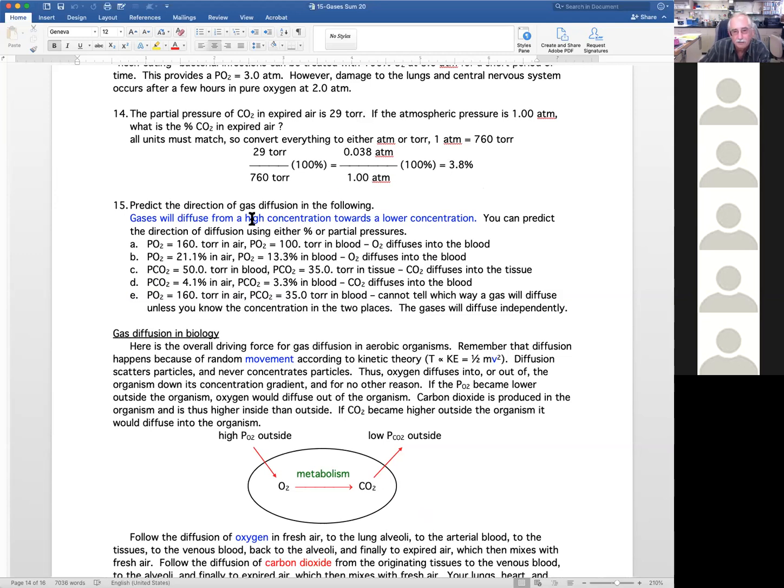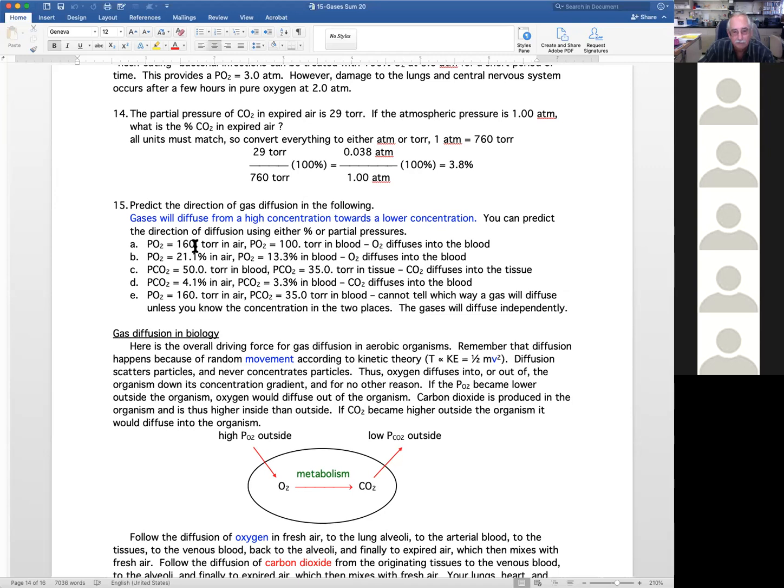And predicted directions of gas diffusion. Well, gases always go from a high concentration to a lower concentration. Why? Well, kinetic theory will tell us because gases are always moving. That's what would happen with random diffusion, right? Random movement. And gases are mostly empty space. That's why one gas can diffuse through air. So if the partial pressure of oxygen is 160 torr in the air, 100 torr in the blood, then it's going to go into the blood.